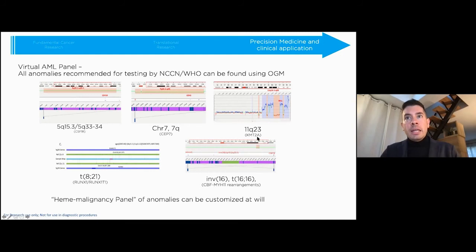You have any event impacting the KMT2A gene, any event impacting the translocation t(8;21), leading to a RUNX1-RUNX1T1 fusion, and also inversion on chromosome 16. You can create this panel for any cancer, any pathology that you wish.